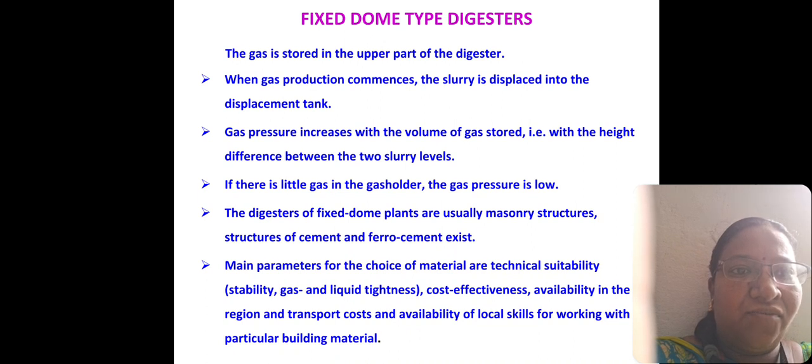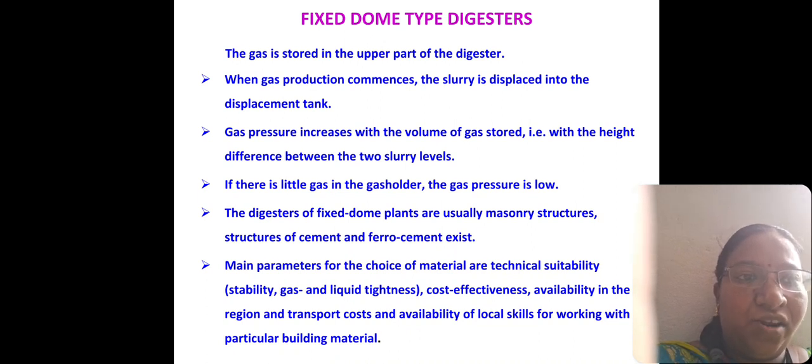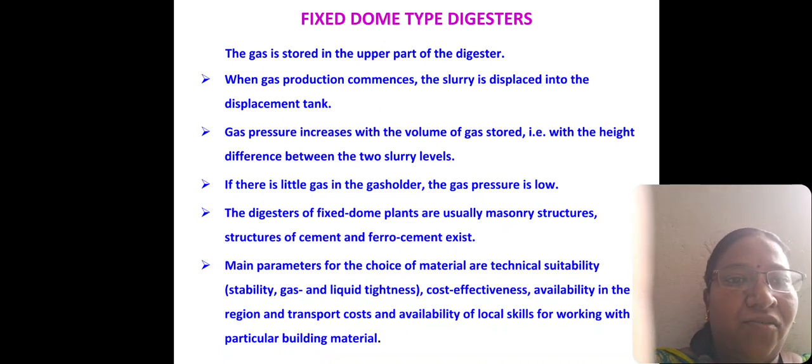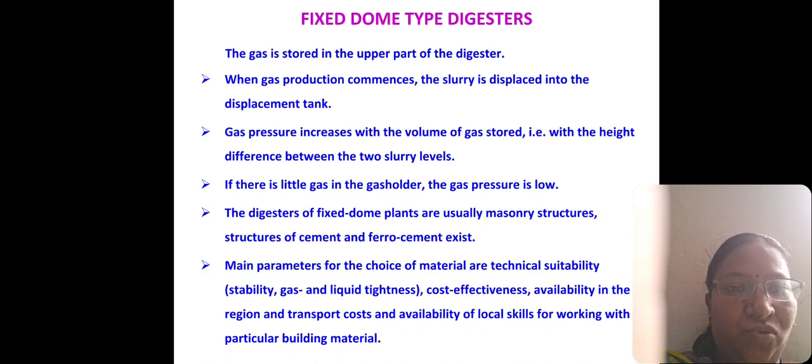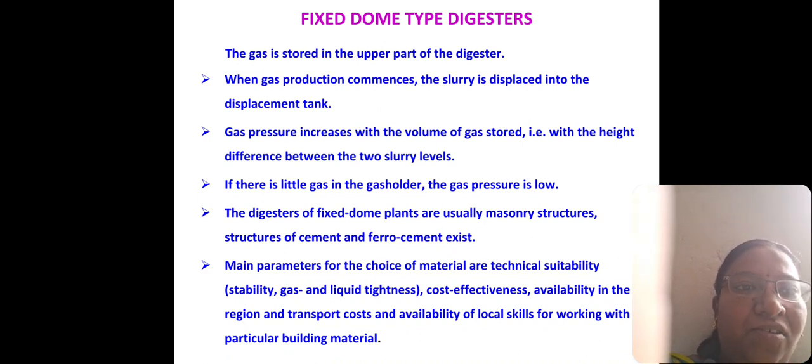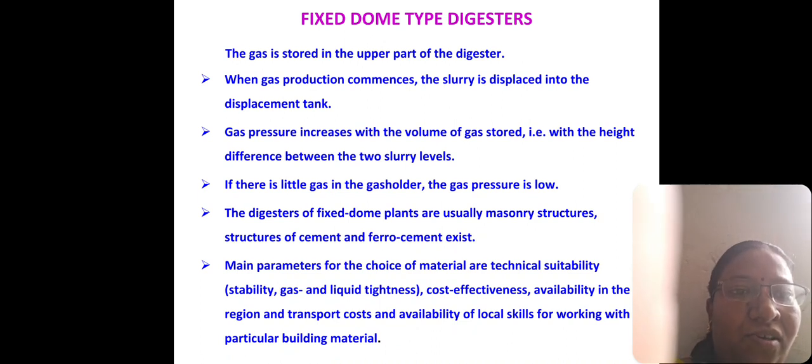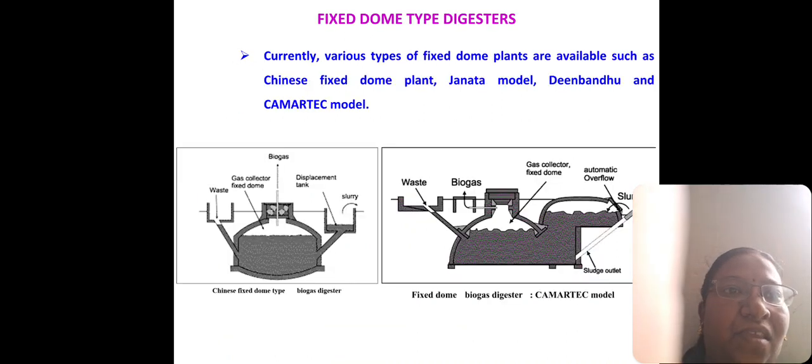The digesters of fixed dome plants are usually masonry structures. Structures of cement and ferrocement also exist. Main parameters for the choice of material are that it is technically suitable, cost effective, available in the region, transport cost, and availability of local skilled people. These are enough to construct a Janata type of model of digester.